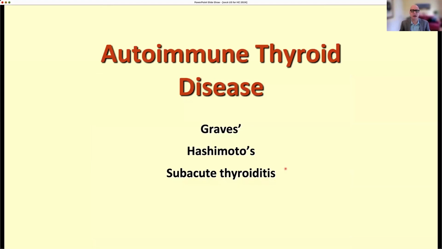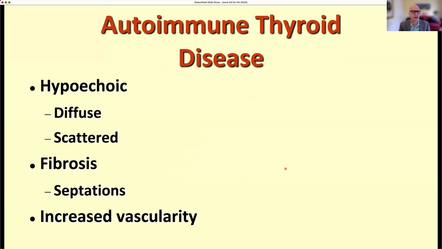All right, let's move on to alterations in thyroid tissue. Autoimmune thyroid disease: Graves', Hashimoto's, and subacute thyroiditis. I grouped them together. We do ultrasound mostly for thyroid nodules, but it is very helpful in autoimmune thyroid disease, and it's important to be familiar with this.